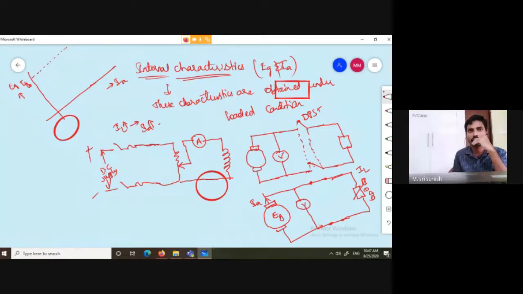If IA is increased, what happens to EG? According to the EG equation for the separately excited DC generator, which we have already derived, EG equals V plus IARA. So from this, what about the EG value? If IA is increased, IARA is also increased. If IARA increased, what happens to the EG value? EG value will increase or decrease? Increase.